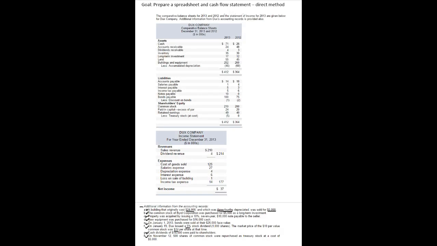Hello there and welcome back to my continuing discussion on how to prepare a cash flow statement from a spreadsheet. In part 1, we looked at how to analyze cash flow from operating activities by looking at current assets, liabilities, and the income statement and putting the changes in those accounts on a spreadsheet.